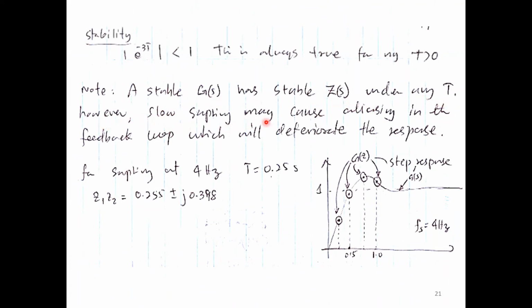However, slow sampling may cause aliasing in the feedback loop, which will deteriorate the response. Now, what you see over here is sampling at 4 Hertz. That is about quarter second, and the two poles are like that. This is an arbitrarily set sampling, 0.25. So when T is 0.25, sampling is at 4 Hertz. Then this is your waveform, roughly something like that.